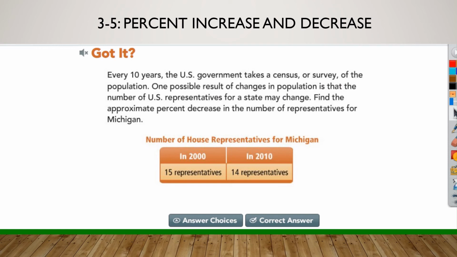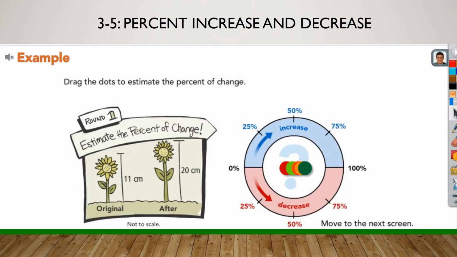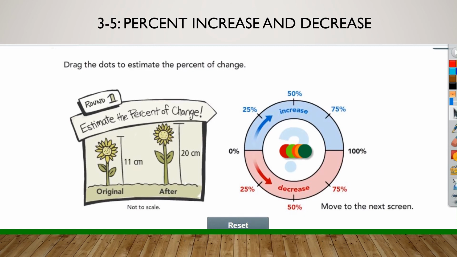Every 10 years, the U.S. government takes a census, or survey, of the population. One possible result of changes in population is that the number of U.S. representatives for a state may change. Find the approximate percent decrease in the number of representatives for Michigan. Drag the dots to estimate the percent of change.